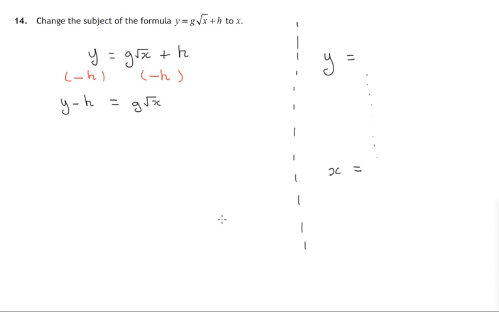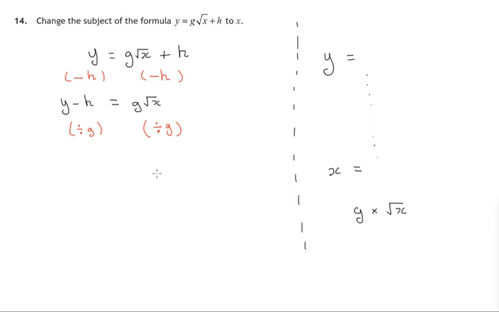Well, we're making progress. We've got g root x. Now, how can we get rid of this g? Well, remember, g root x means that we're multiplying root x by g, and we know what the opposite of multiplying is. It's dividing. So if we're multiplying by g, if we take this left hand side and divide it by g, and also do the same on this side, divide by g, then that term will disappear.